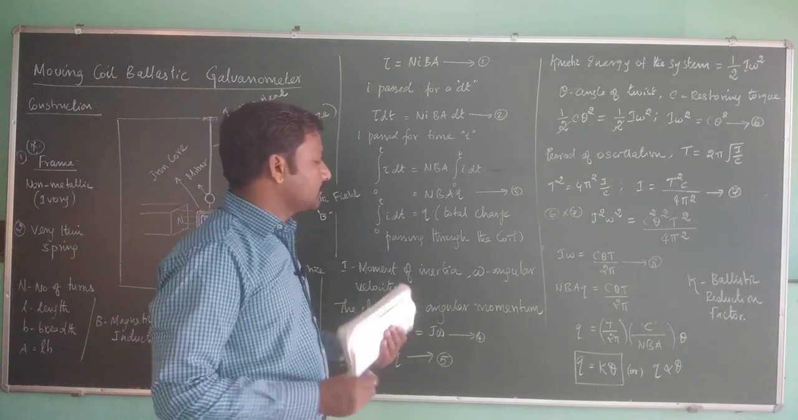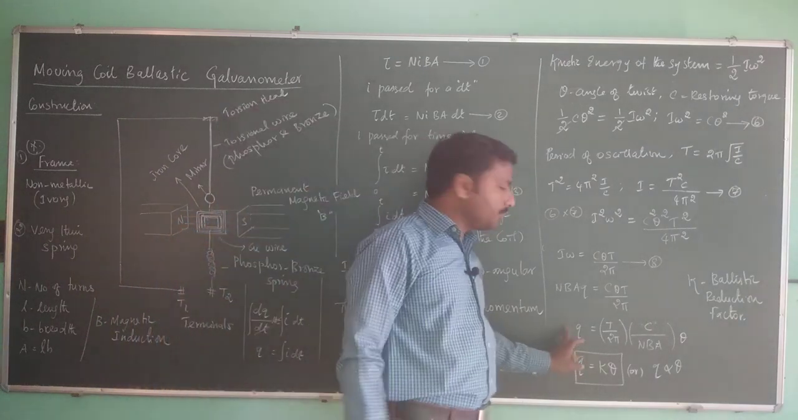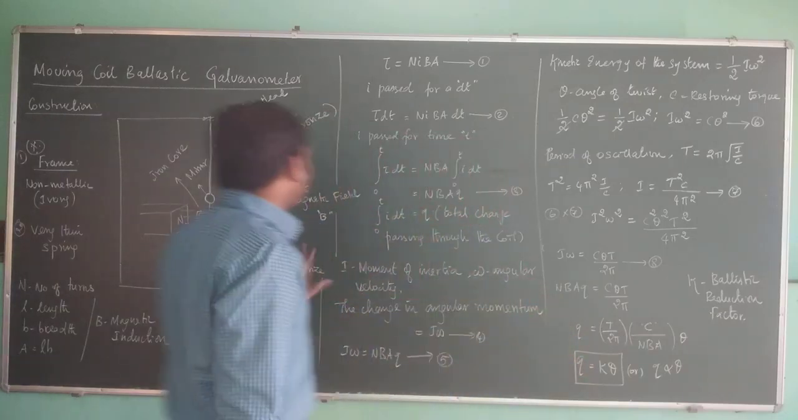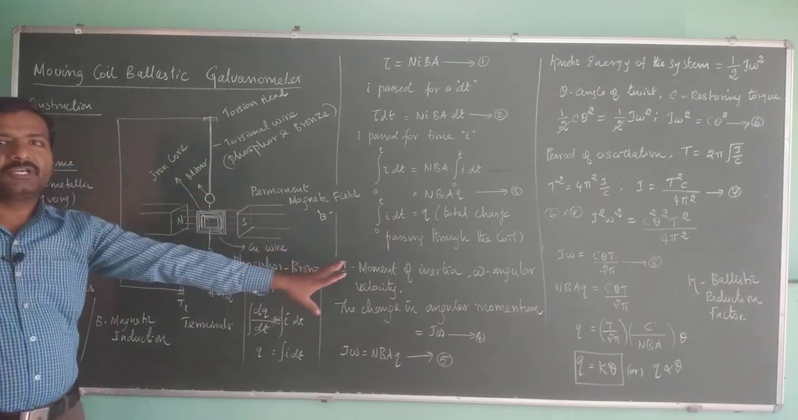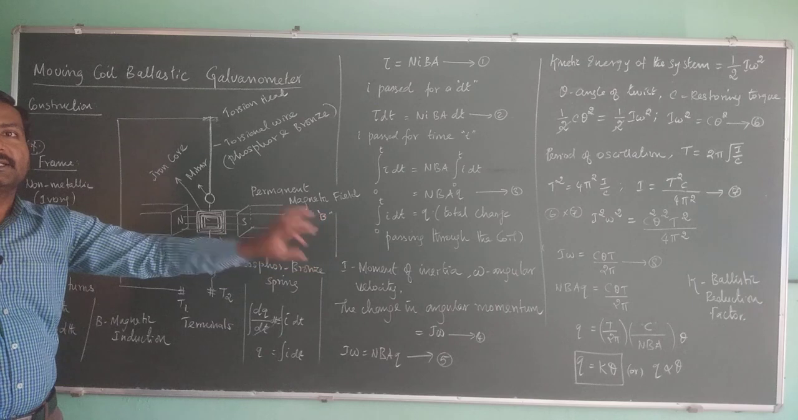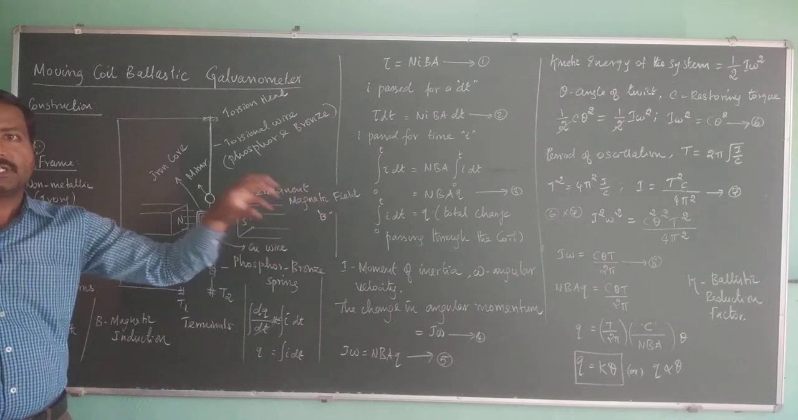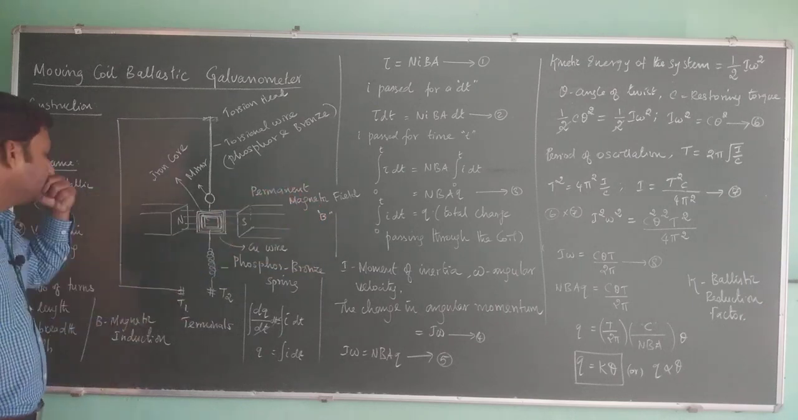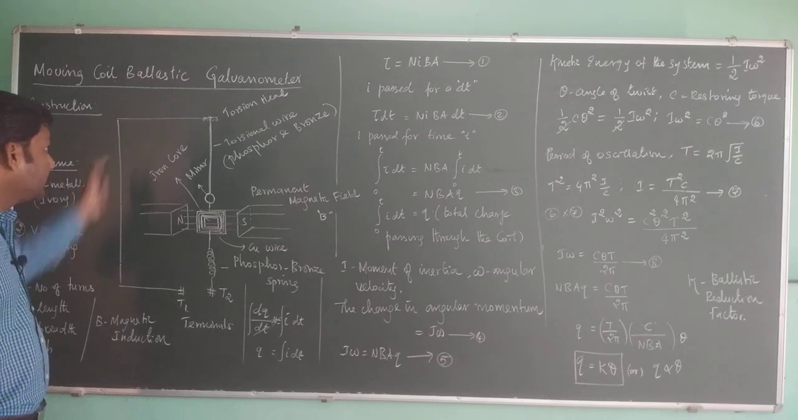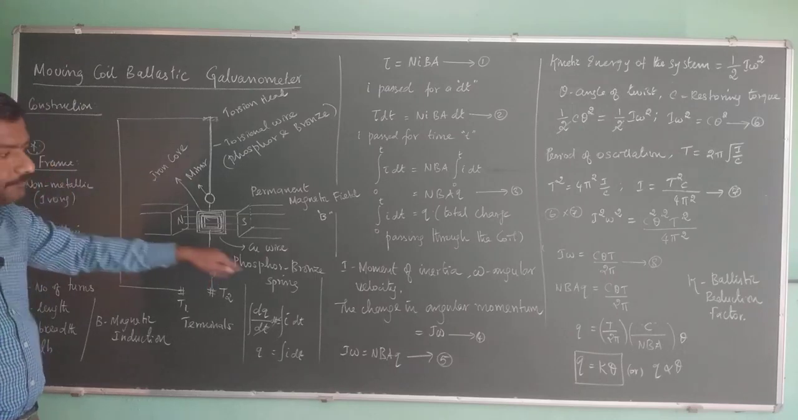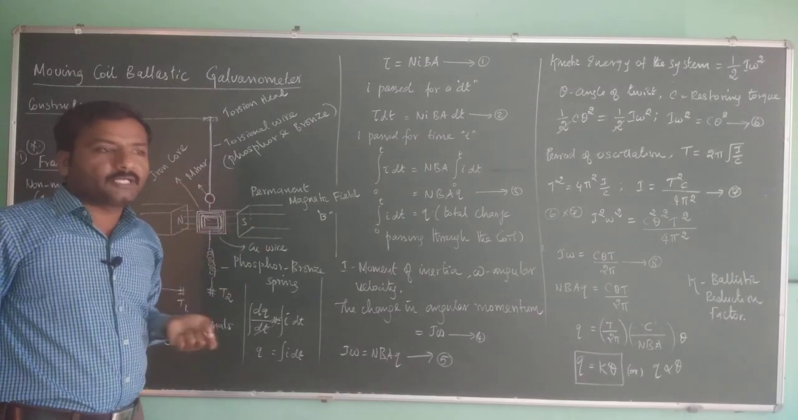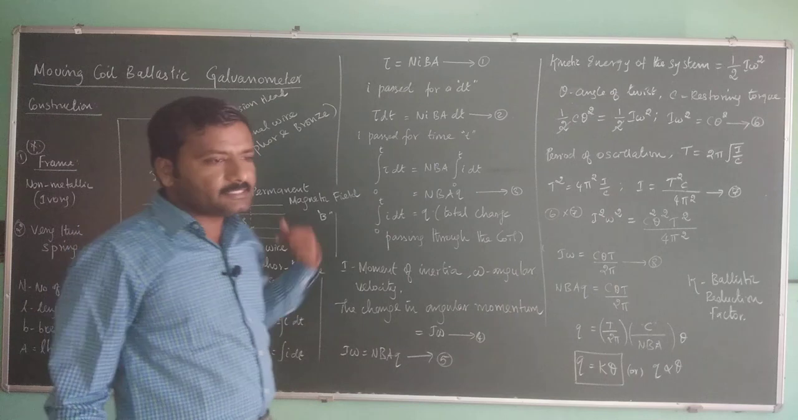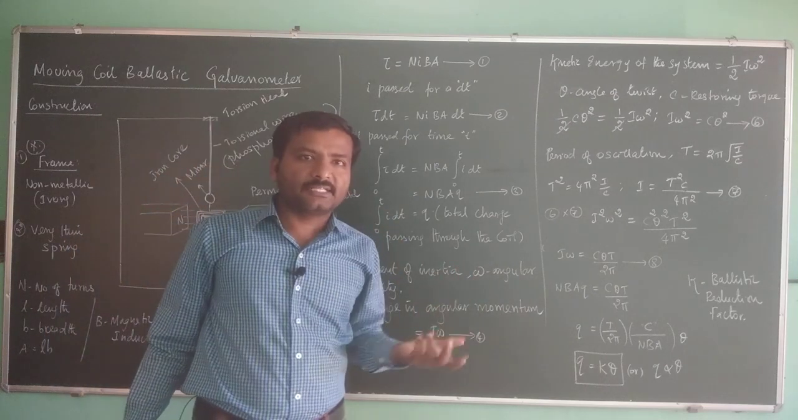What have we inferred from this equation? In the moving coil ballistic galvanometer, at the end, we have obtained the total charge passed through the coil when a current is momentarily allowed to pass into it. Right? Earlier, in the moving coil galvanometer, a steady state current is passed and we measured the amount of current.